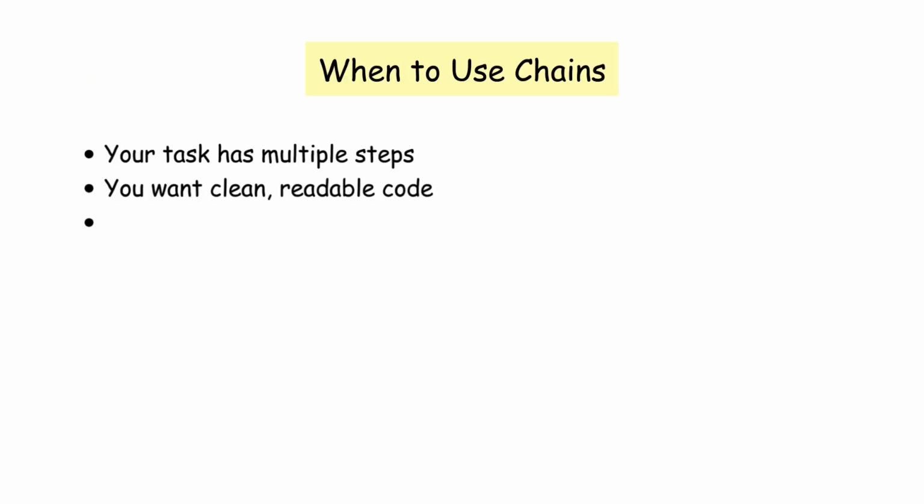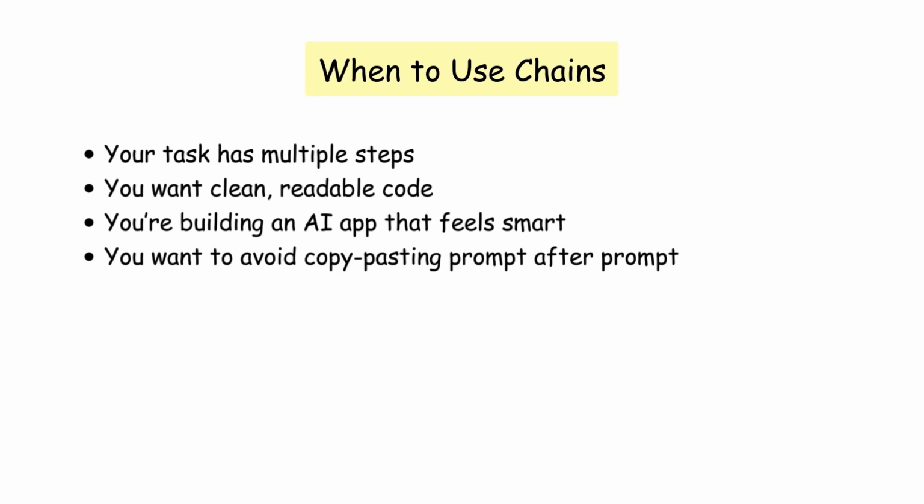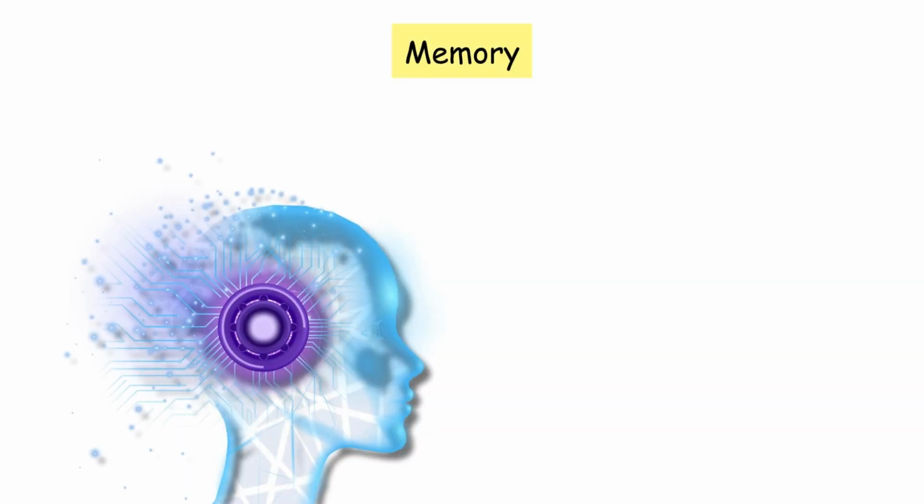So when do you actually use chain? You use chain when your task has multiple steps, when you want clean, readable code, when you're building an AI app that feels smart, or when you want to avoid copy-pasting prompts after prompts. Now let's go into memory.